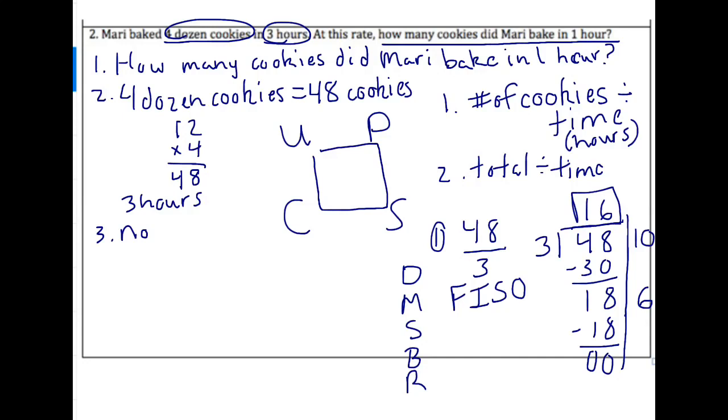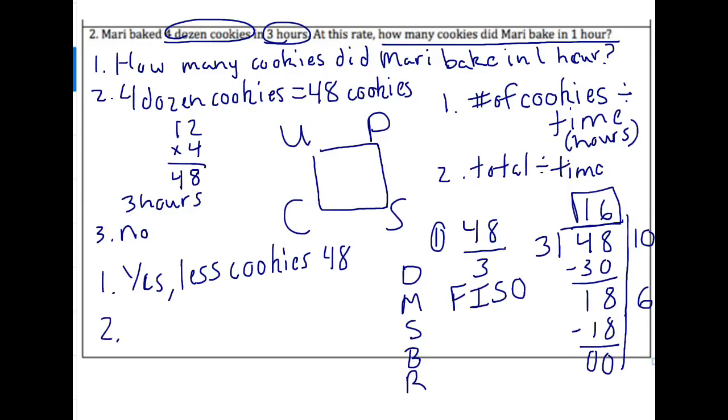Last step, checking, just to make sure. Did you answer the question? So, I got 16. I know that that's the number of cookies for 1 hour. And I know that it should be less than 48, because if in 3 hours we bake 48 cookies, if we have less time, we're going to make less cookies. So yes, I did. And I can even put, comma, less cookies. So I know that I have less cookies than 48, which is a good thing. I shouldn't have more because I have less time to bake those.